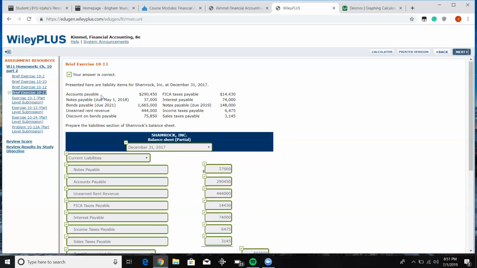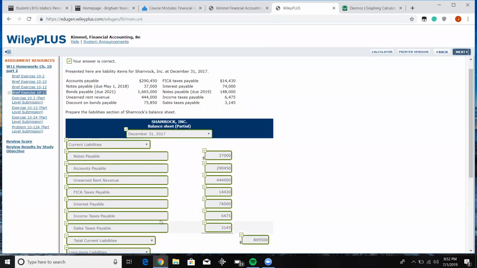So we're going to start with our accounts payable at $290,450. We're going to skip bonds payable. We're going to go to unearned rent revenue at $444,000. Again, we're going to skip discounts on bonds payable. FICA taxes payable at $14,430, and then down to interest payable at $74,000. Then our income tax payable at $64.75, and our sales tax payable at $31.45.